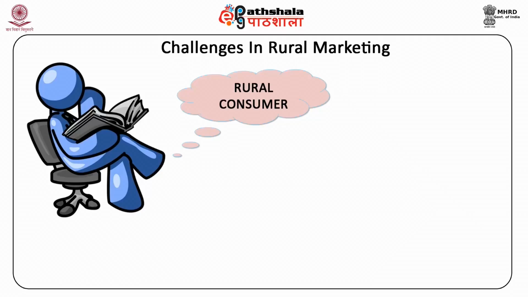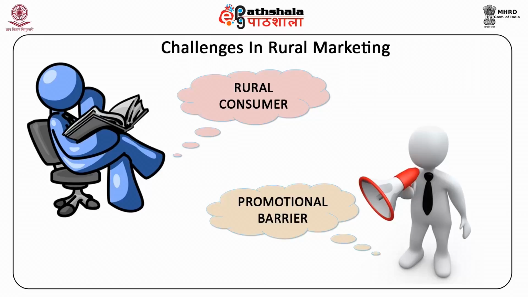Sixth challenge faced by rural marketing is promotional barrier. People living in rural areas are traditional in their approach. They are quite rigid, and this makes it challenging for the marketers to influence their thinking and attitudes. The consumption in rural areas is governed by old customs and traditions. A change in consumers' attitude requires the marketer to connect with the rural consumer and thereby build acceptance and behavior modification.